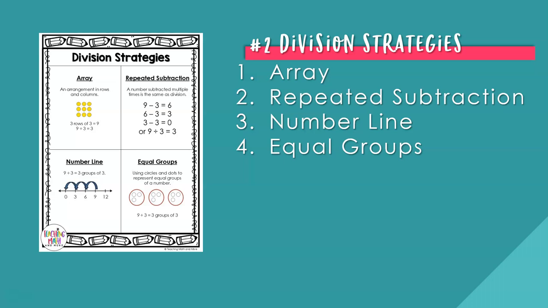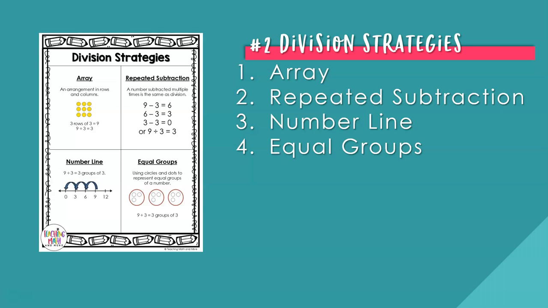Number 3 is a number line. Here we have an example using a number line to count by groups of a number. Here is the number line where we counted 3 groups of 3, and we found the quotient of 9 divided by 3 equals 3.